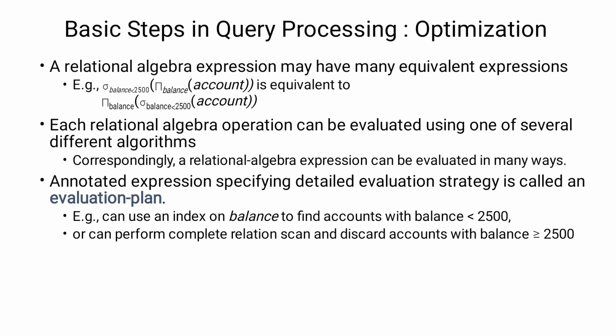To implement the selection, we can search every tuple in account to find tuples with balance less than 2500. If a B+ tree index is available on the attribute balance, we can use the index instead to locate the tuples. To specify how to evaluate a query, we need to provide not only the relational algebra expression but also instructions specifying how to evaluate each operation.